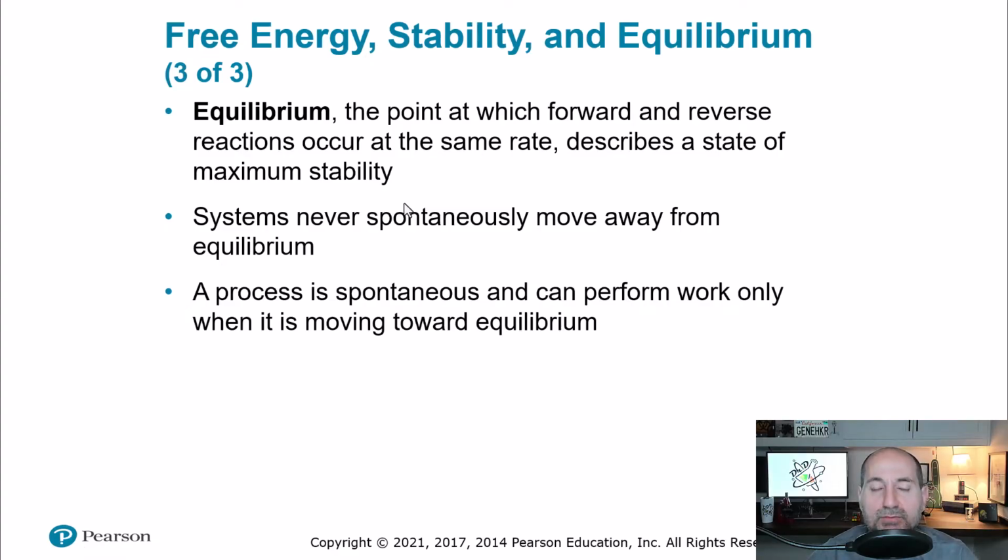And what is equilibrium? I told you what a positive G value and a negative G value mean, right? So when a process has a negative delta G, that means a spontaneous reaction. A positive delta G is a non-spontaneous reaction. But what happens at equilibrium? Delta G equals 0. So equilibrium is the point at which the forward and reverse reactions occur at the same rate. It describes a state of maximum stability.